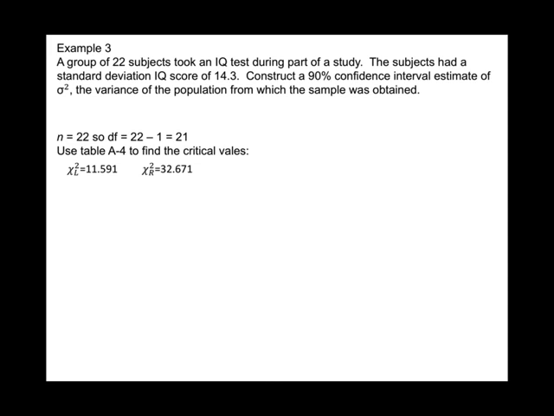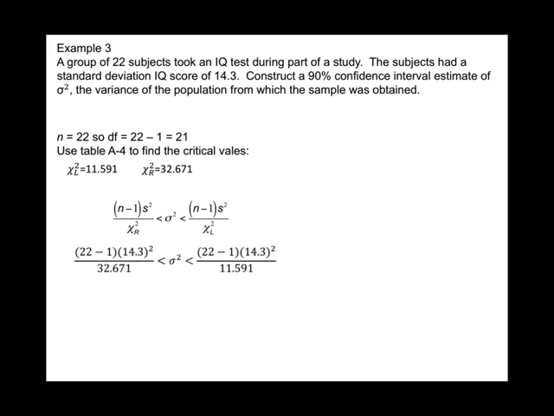Okay, construct the confidence interval. Plug the numbers into the formula. Okay, check your work. Since we are working on the population variance, we're gonna stop here. If we are working on the standard deviation, you need to take the square root of both sides. And then now we're gonna draw the conclusion.